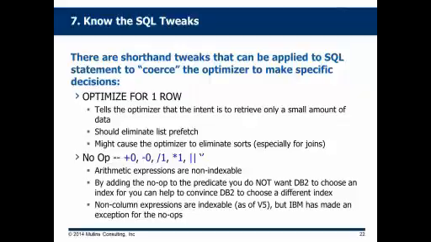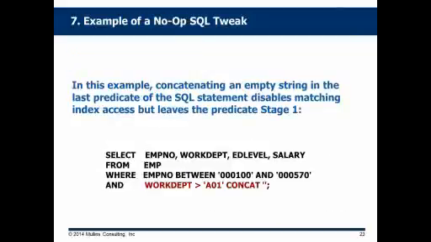No-ops: adding or subtracting 0, multiplying or dividing by 1, concatenating the empty string. This makes the expression non-indexable. Arithmetic expressions are non-indexable. Even though, as of version 5, some arithmetic expressions, non-column ones, are indexable, IBM has specifically accepted these no-ops because people use them as ways to tweak the SQL. And here's an example where we're concatenating an empty string to the last predicate, and that's disabling matching index access, but it will leave that predicate stage 1.